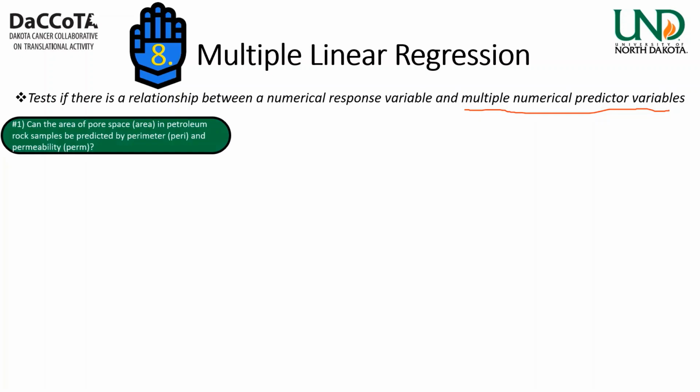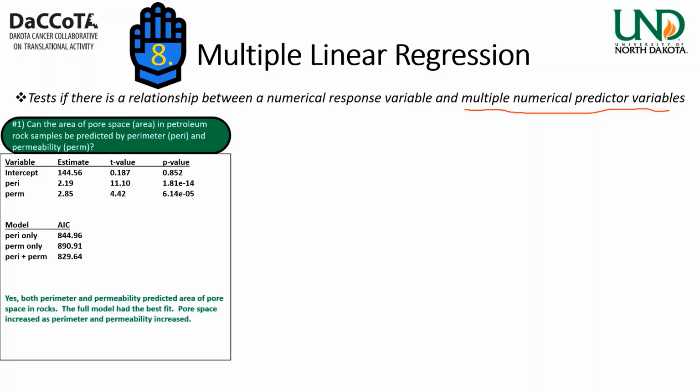So let's turn back to our rock samples and let's throw in perimeter and permeability to try to predict area at the same time. And now multiple linear regression starts to fall into the problem of what we call model fit, because a lot of times the more variables you add, and not all of them will matter or might interfere with each other, so you often want to do things to find the best model, which might involve simplifying.